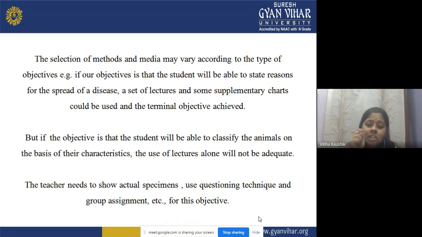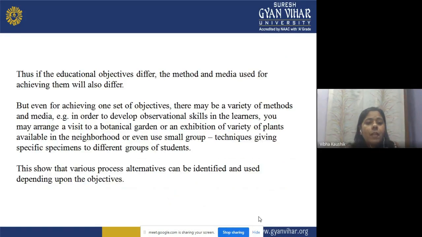When I want to achieve this objective, what do I have to do? I can't stick only to lecture methods. I have to use specimens, use questioning techniques, and give assignments to the students. Then only will I be able to achieve my objective. Thus, if the educational objective differs, the method and media used for it will also differ.